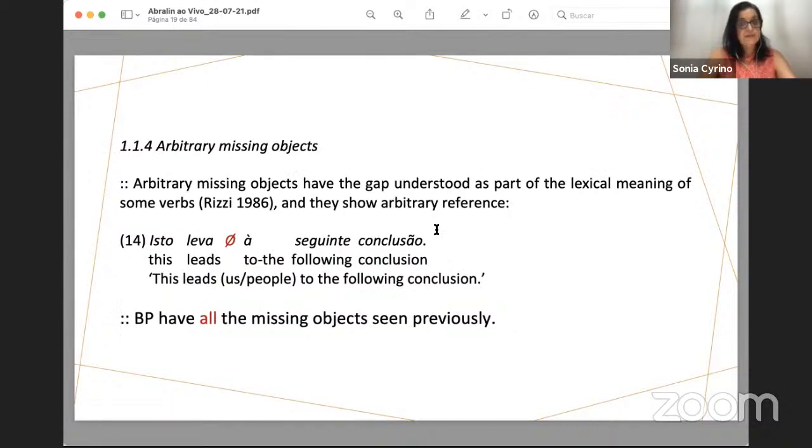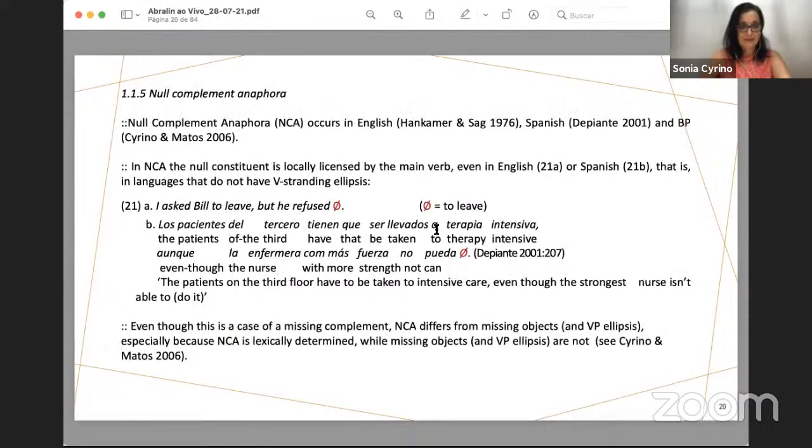Also, arbitrary missing objects were proposed in the literature by Rizzi 1986. The gap is understood as part of the lexical meaning of some verbs, and it's always plural, and they show arbitrary reference, like 14. Now, all of these objects that we have seen Brazilian Portuguese does have, right? But we're going to come back to other types of missing objects in Brazilian Portuguese.